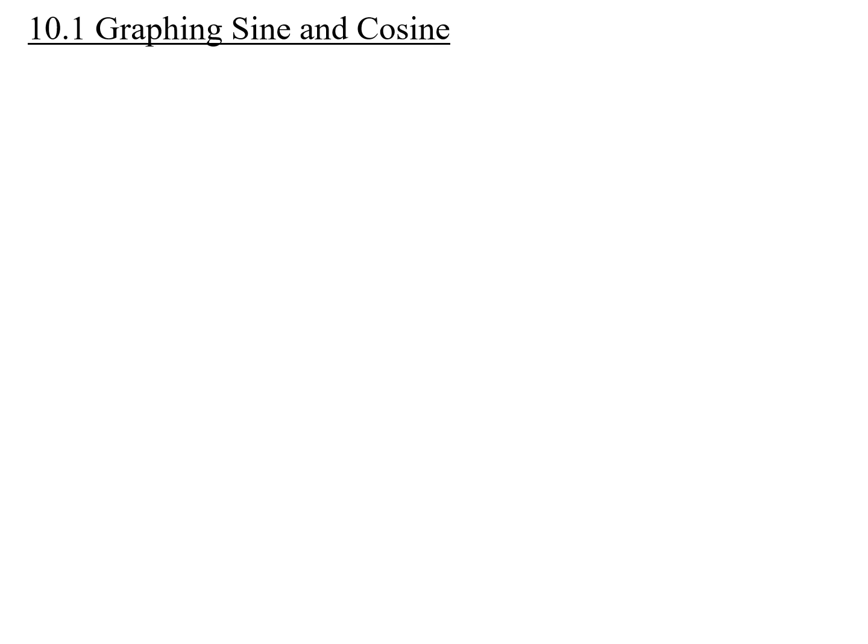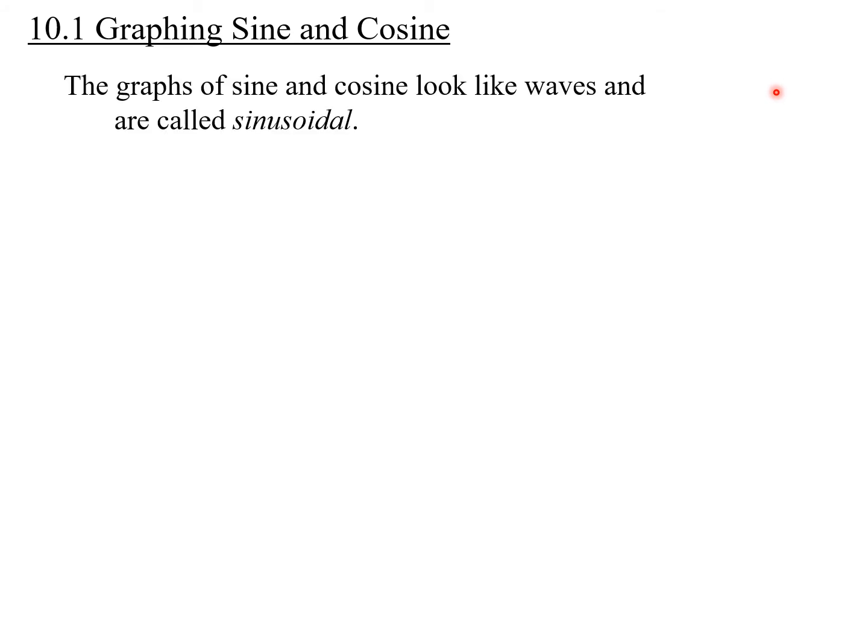All right, we're going to graph the sine and the cosine function in this section. I'm going to grab a laser pointer to help me out here a little bit. Now, the graphs of the sine and cosine actually look like waves. In general, we call this particular type of wave a sinusoidal relationship. Notice the root word for sinusoidal is sine.